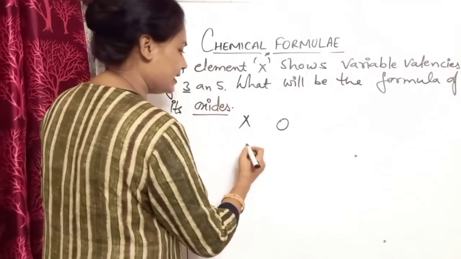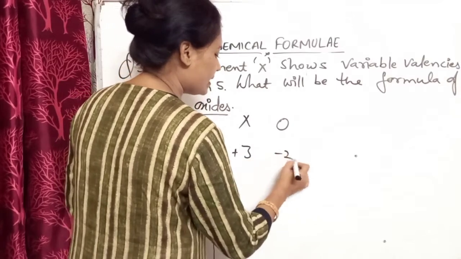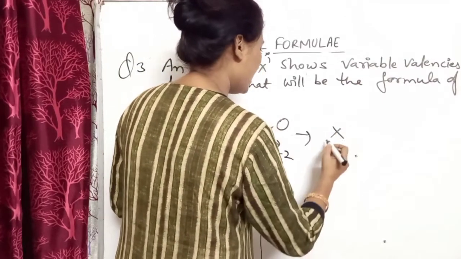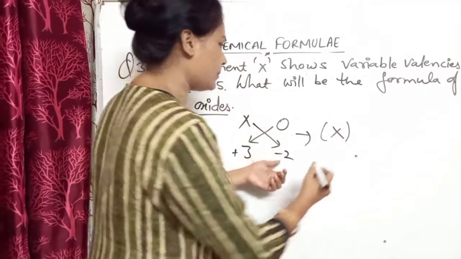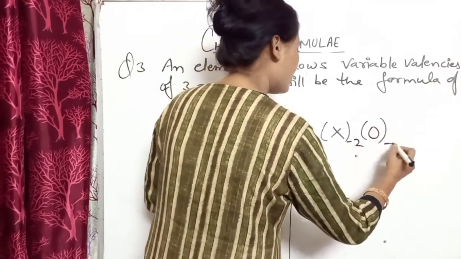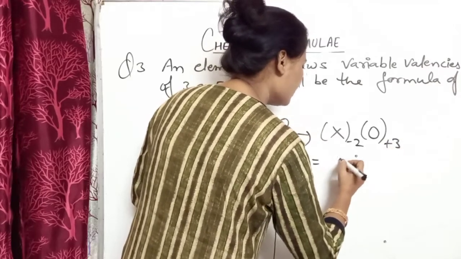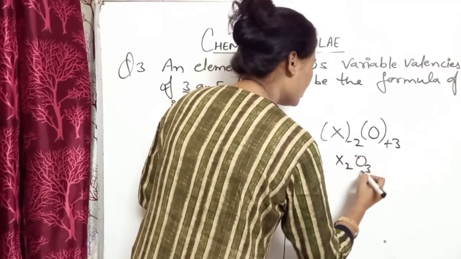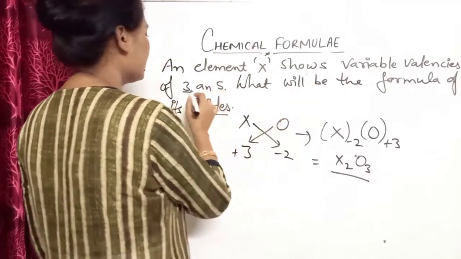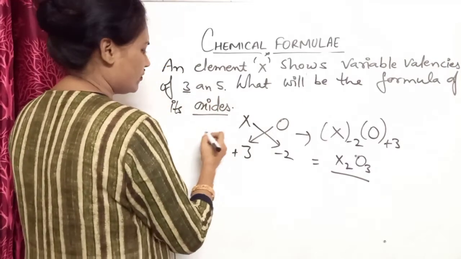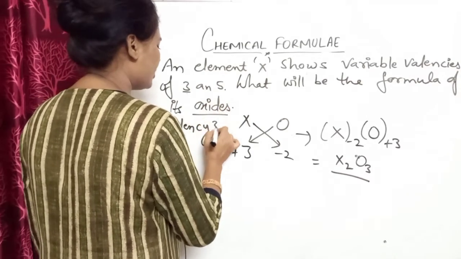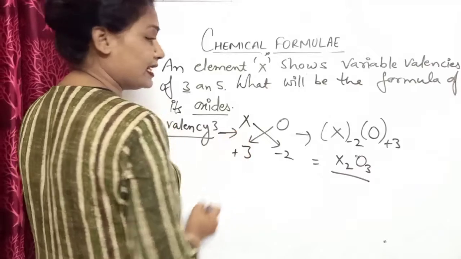So you can write the valency 3, that is +3 and -2. Now what you will do? Cross over the valency and write the symbol of the elements along with the valency as a subscript. So 2 along with X, and along with O you will write 3. Our formula becomes X2O3. Okay, this is the formula for valency 3. So that is for the valency 3.